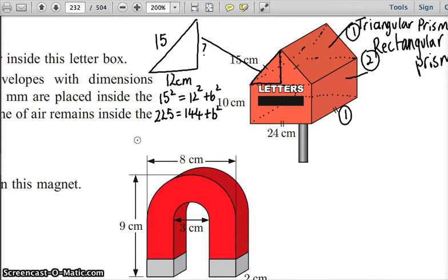Excellent. I would take 144 from 225. Take 144. And of course I've taken 144 off there, so that gets rid of that. Leaves me with B squared. B squared will equal 81. B squared, but I want to get rid of the square, so I square root that. And I square root that. Gives me an answer of 9. This is now 9 centimetres.